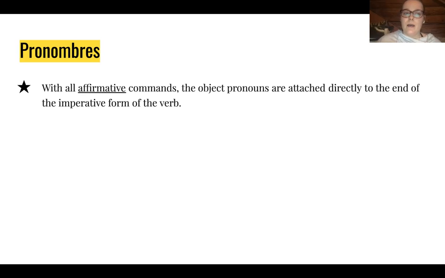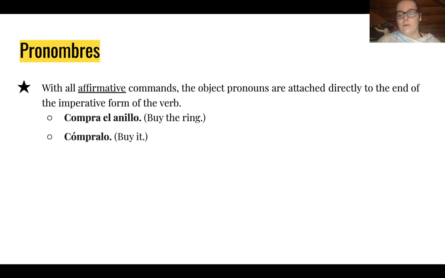So now we're going to talk about pronombres, our pronouns. So with all of your affirmative commands, that's yes, you're telling someone, yes, do that thing. I want you to do that thing. If you have an object pronoun, you're going to attach it directly to the end of your conjugated verb, which is what we call the imperative form. So for example, comprar el anillo will become cómpralo.